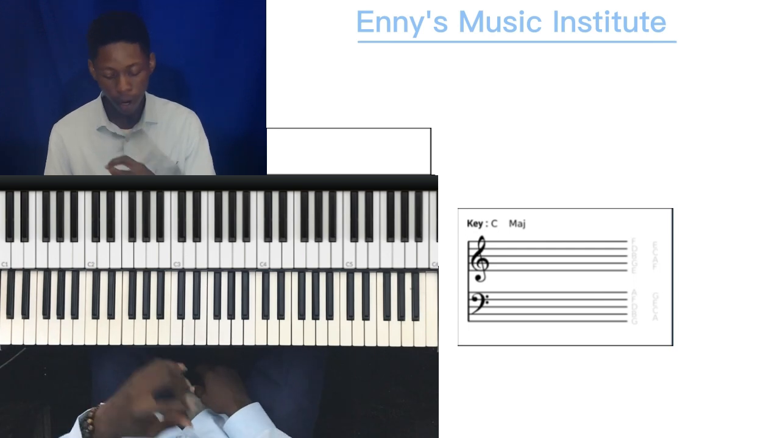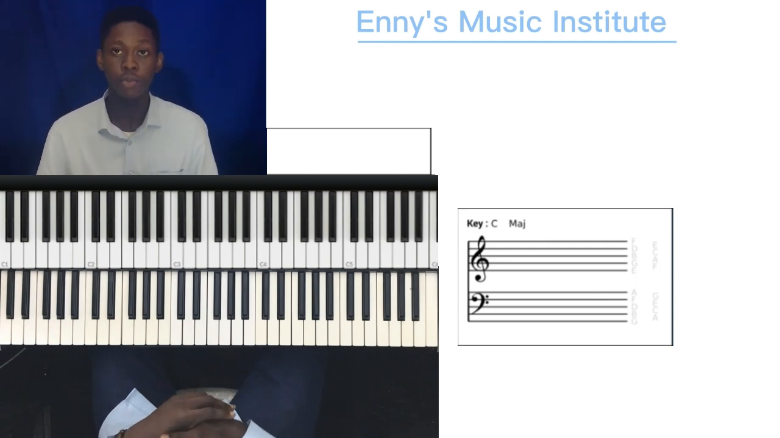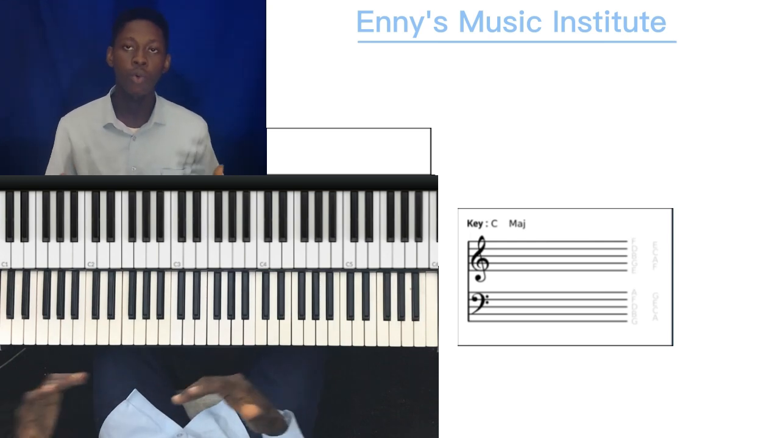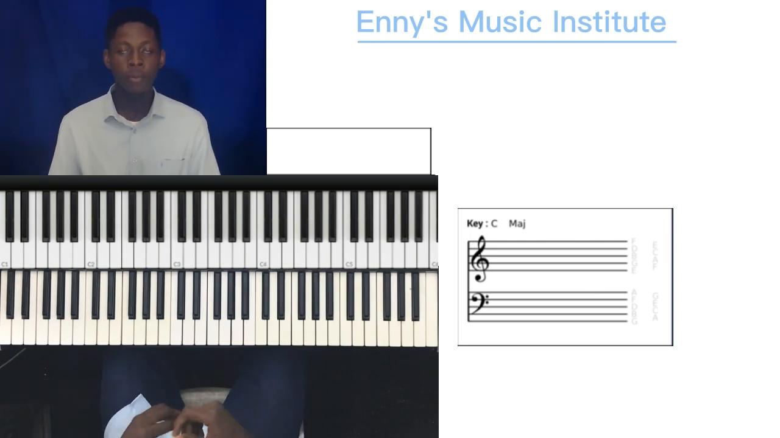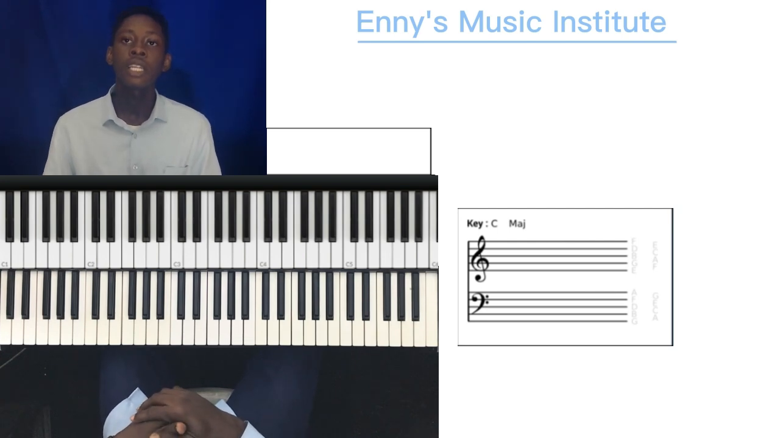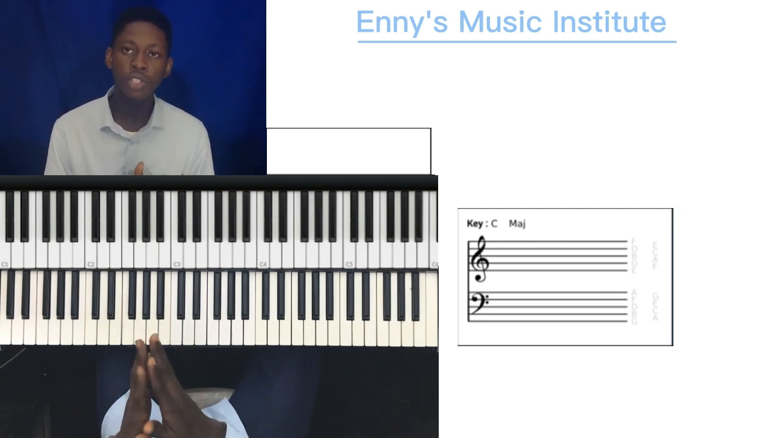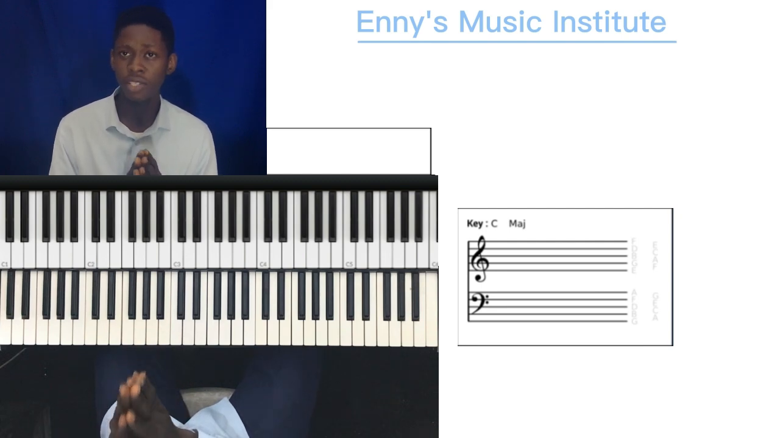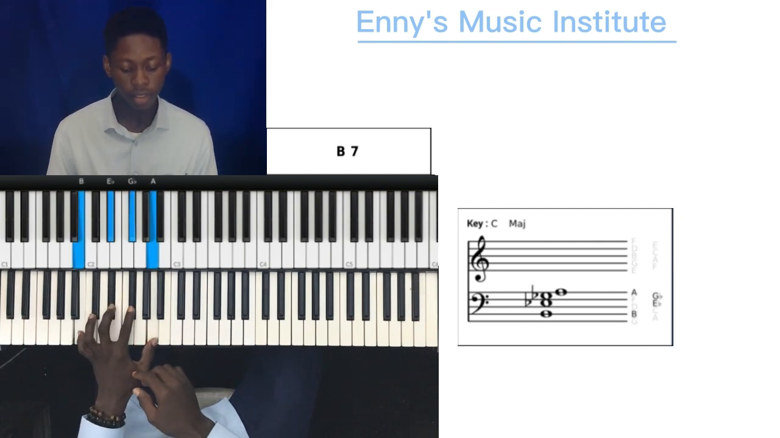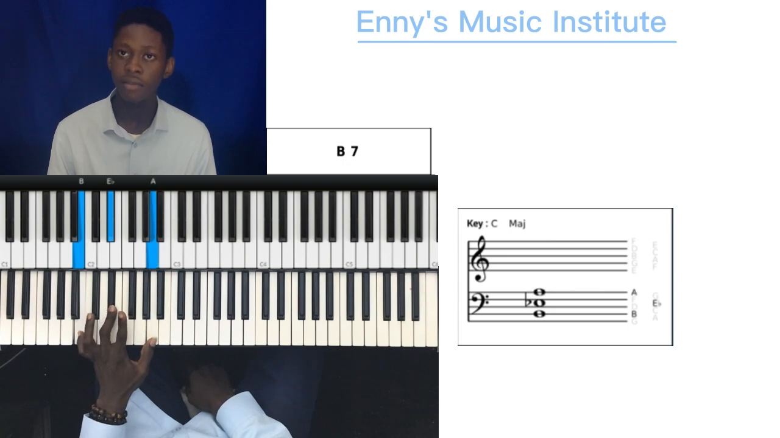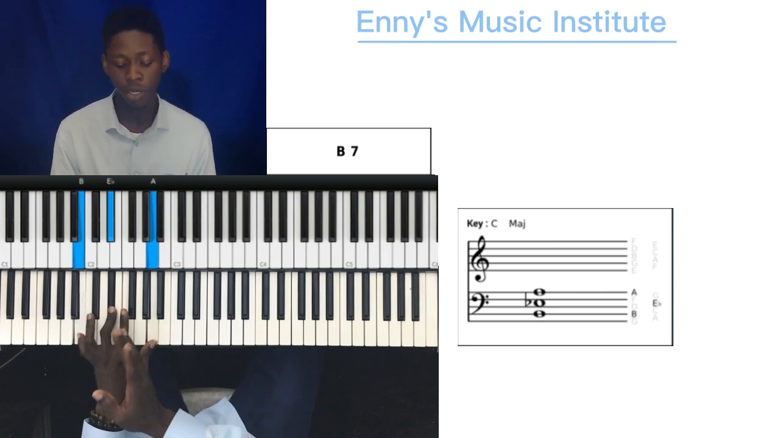But now let's look at why. Why does it have to be a dominant chord? And why would the tritone substitution work? Now, a seventh chord is a 4-note chord. The two most important notes in every seventh chord are the third and the seventh. Of course we have the root, but we're leaving the root out of it.